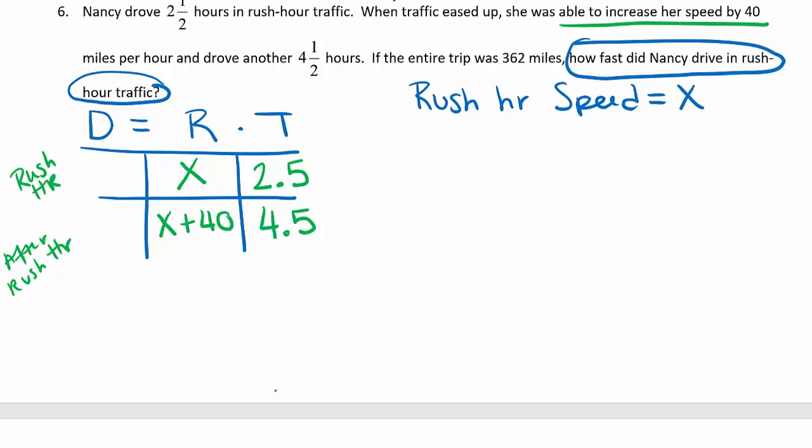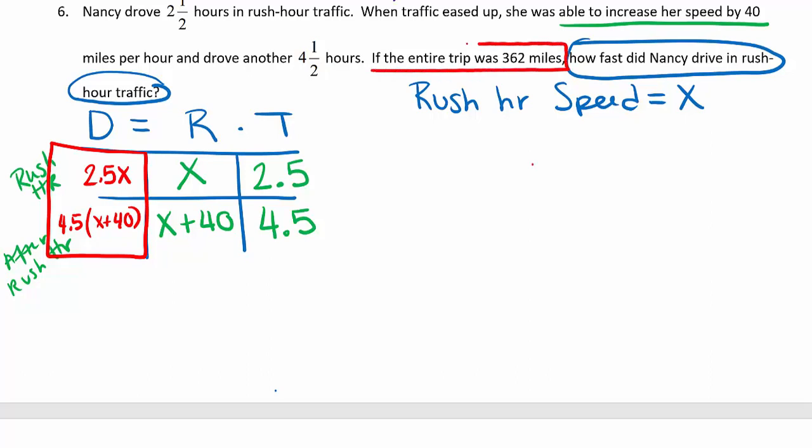Now, just like in the last problem, the distance that she travels has to be her rate times her time. So in rush hour, it would be 2.5 times x. And after rush hour, it would be 4.5 times (x plus 40). So distance is always rate times time. Now, to get the equation, I'm told that the entire trip, the total distance she traveled, was 362 miles. So if I take those two distances and I add them together, that has to equal 362 miles.